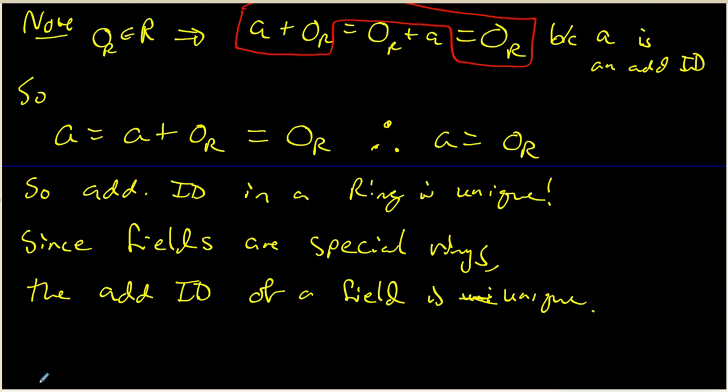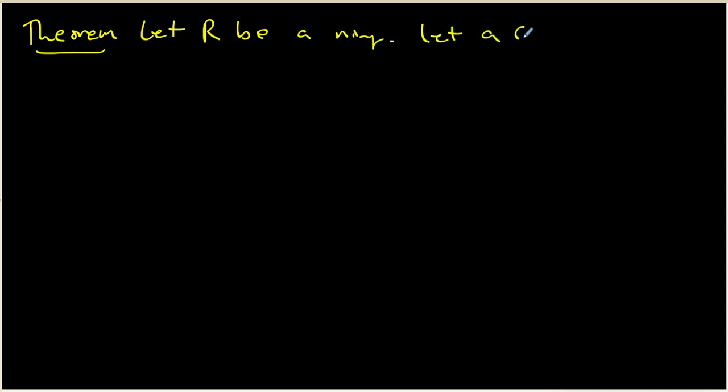Now, it turns out that additive inverses are also unique. That's no surprise since that's how they behave in the real numbers. So let's actually get that theorem proved. So the theorem. Again, let's let R be a ring. Let's let A be any element of that ring. Then the additive inverse of A is unique.